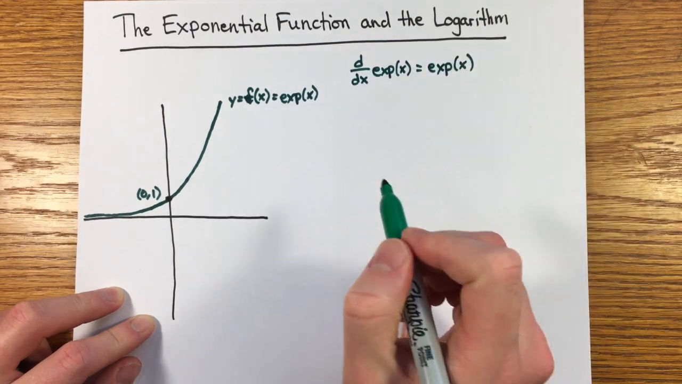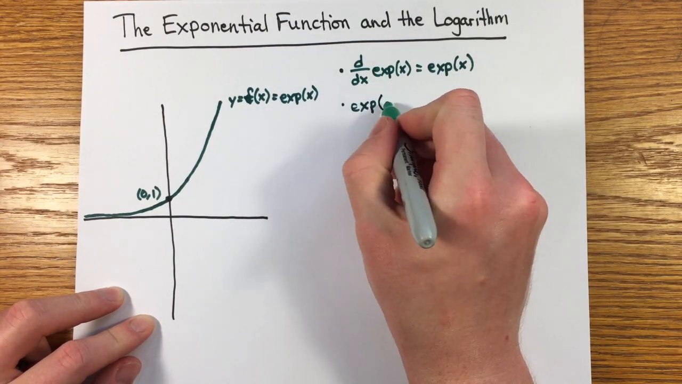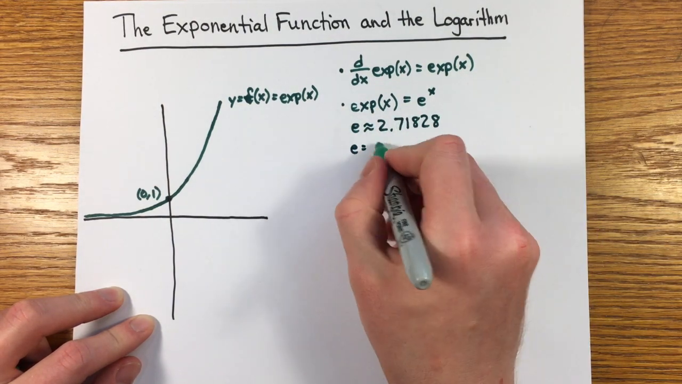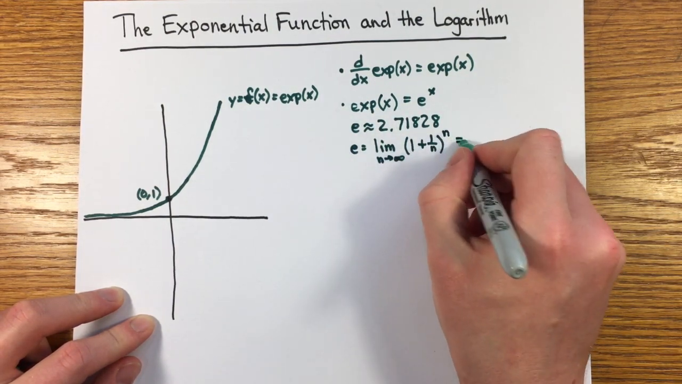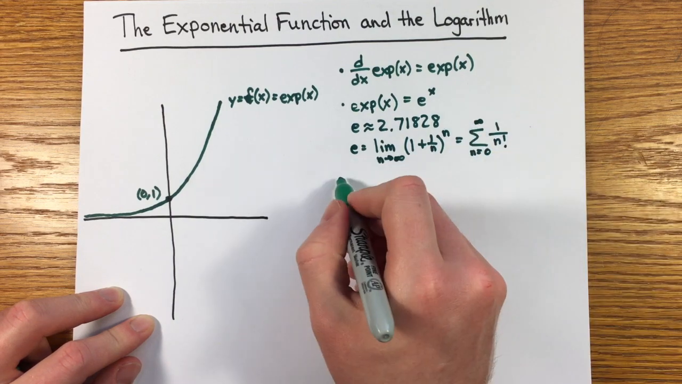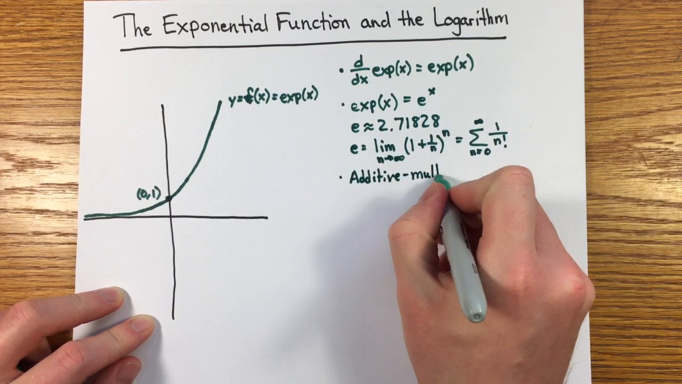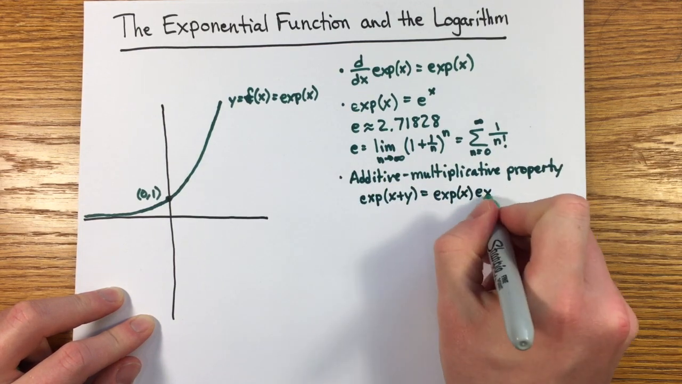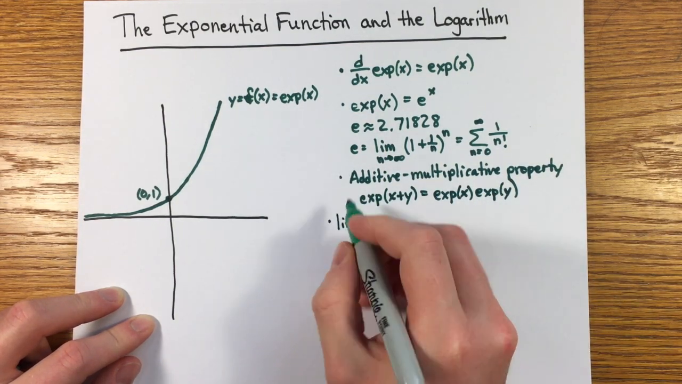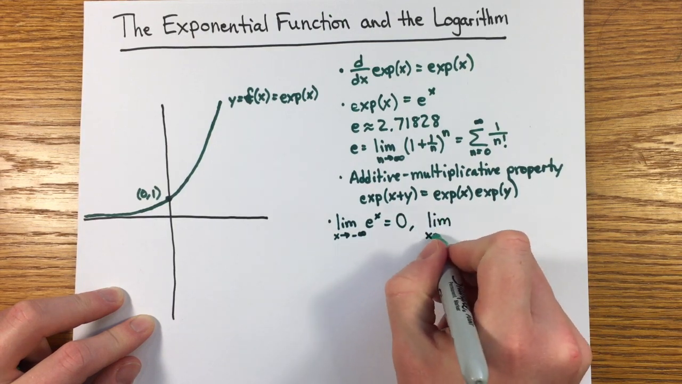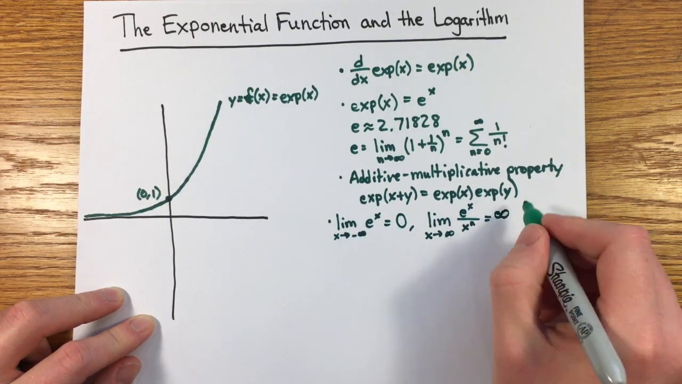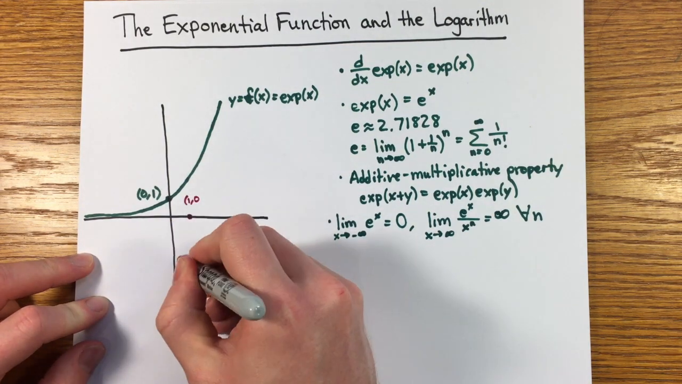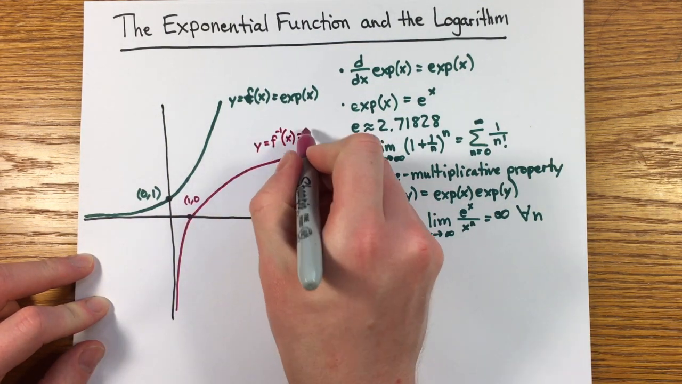Exp of x is also equal to a special number e raised to the exponent x. The number e can be characterized in a few ways. It's approximately 2.71828. Exp of x also satisfies the key additive-multiplicative property: exp of x plus y equals exp of x times exp of y. I should have chosen different letters so I didn't have to say exp of x, but whatever. Exp goes to 0 as x goes to minus infinity, and as x gets larger, exp grows faster than any polynomial.